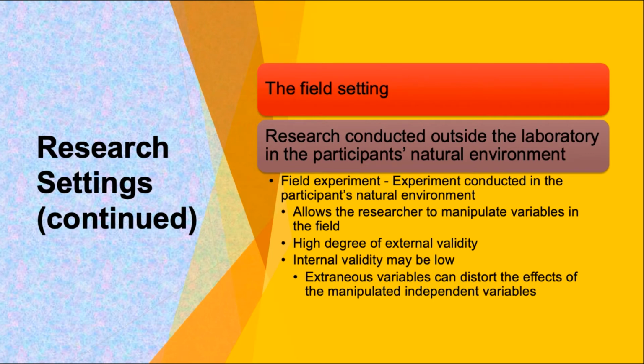Then we talk about another setting, which is the field setting. A field experiment is an experiment conducted in the participants' natural environment. In a field experiment, you manipulate independent variables and measure a dependent variable. You decide which variables to manipulate, how to manipulate them, and when to manipulate them. Essentially, the field experiment has all the qualities of the laboratory experiment, except that the research is conducted in the real world rather than in an artificial laboratory setting.